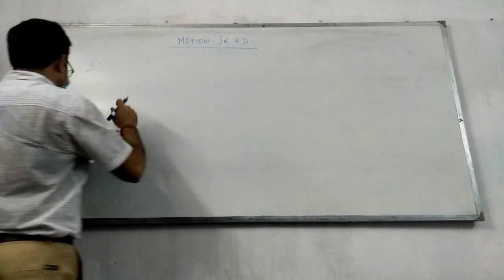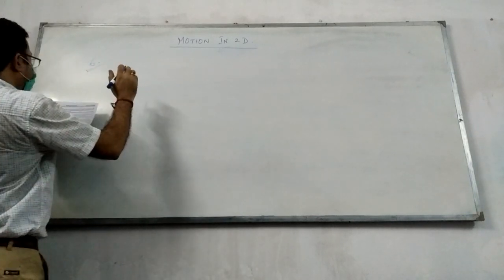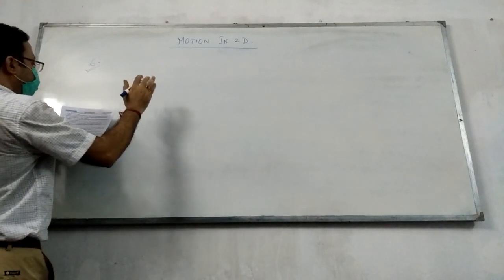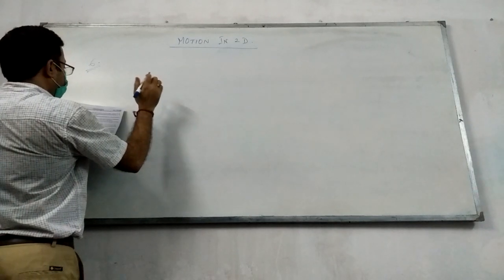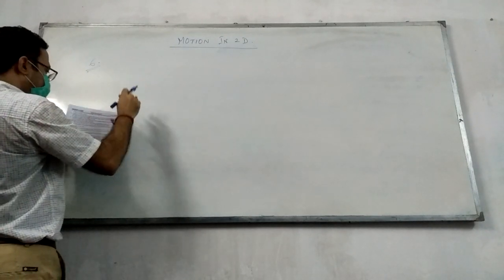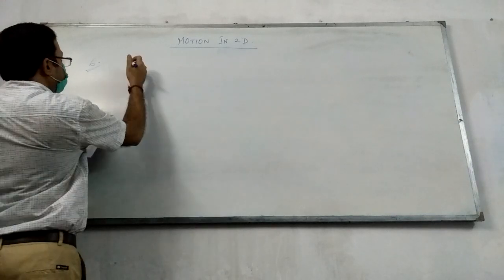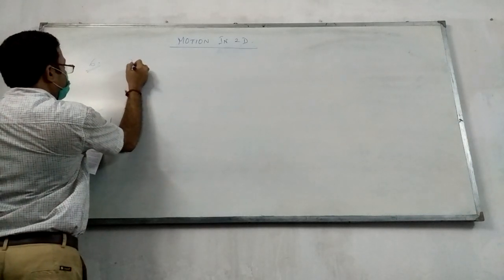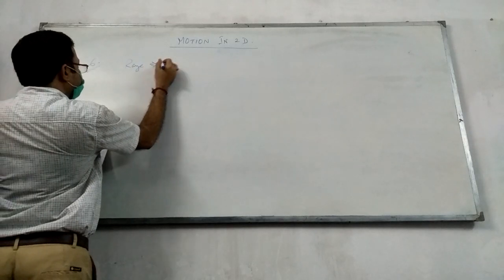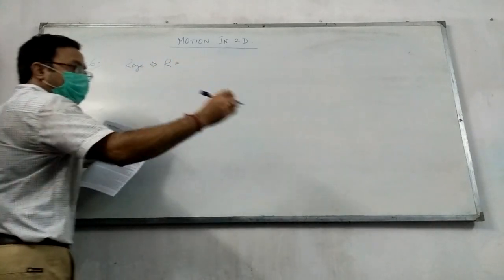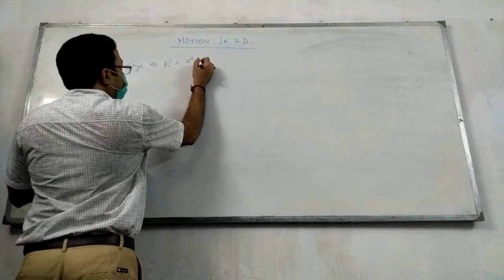So now question number 6, it says that two projectiles are projected with the same initial velocity u, but the angles of projection are complementary. That is, for the first one the angle is theta, for the other one the angle is 90 degree minus theta, so that they have equal range. So first tell me what is the formula for range? R is equal to u square sin 2 theta by g.